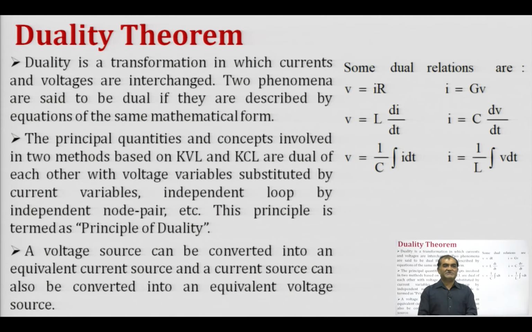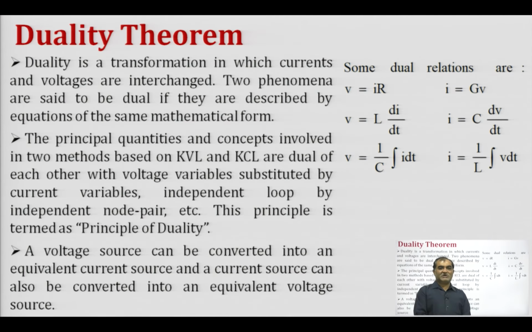Duality is a transformation in which circuit currents and voltages are interchanged. Two phenomena are said to be dual if they are described by equations of the same mathematical form. For example, if we look at the relationship where voltage is related to resistance, then the dual of this will be voltage replaced by current, current replaced by voltage, and resistance becoming conductance. So, the dual relation of V equals I R is I equals G V.